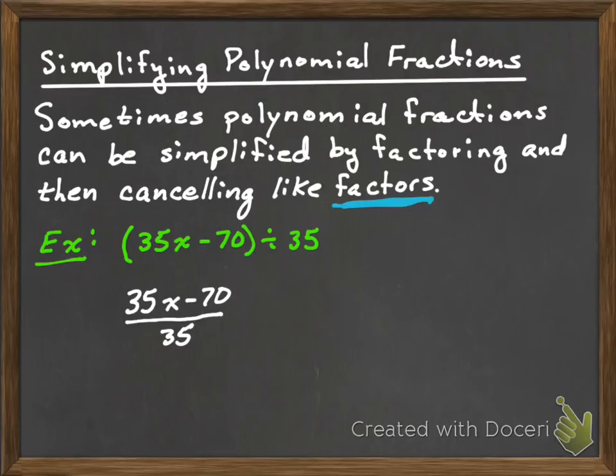So when I say can be simplified by factoring, what we want to do is look at this numerator and see, how can I factor this? Well, our first step to factoring is to see if there is a GCF. In this case, yes, there is a GCF of 35. If you take that out of each term, you are left with x minus 2.